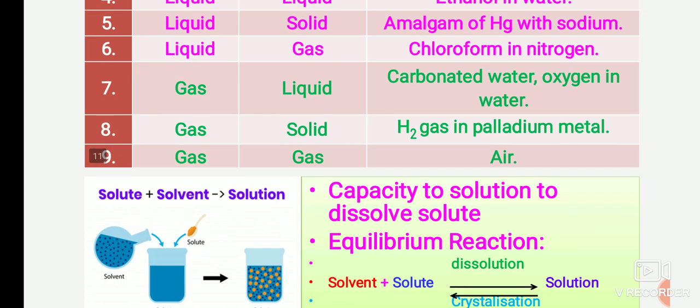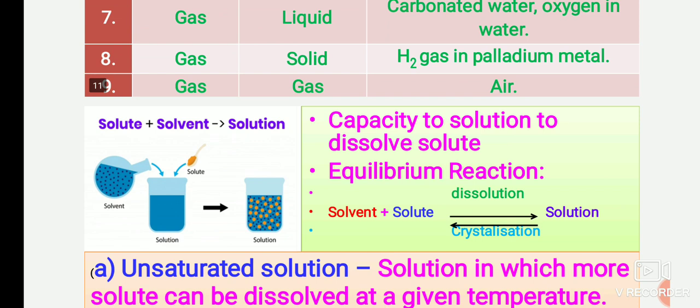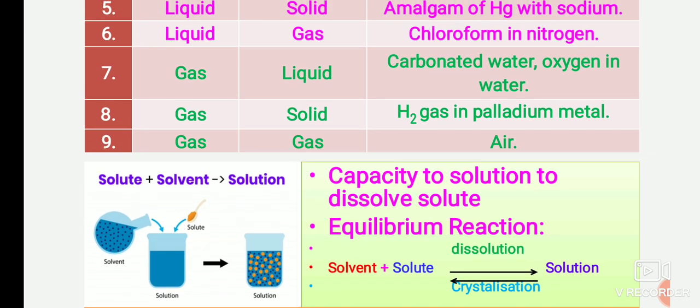Next type, gas liquid. Gas is solute, liquid is solvent, and the example is carbonated water or oxygen in water. Here CO2 is solute and water is solvent. In another example, oxygen is gas, that is solute, and water is the solvent in liquid form.